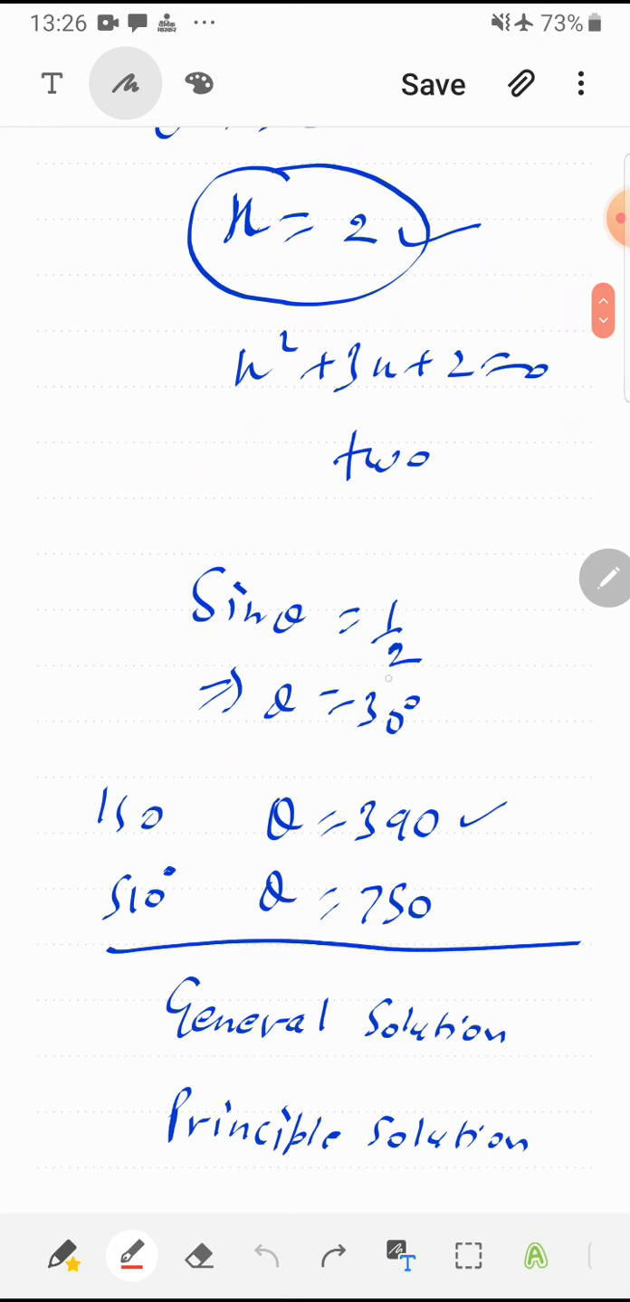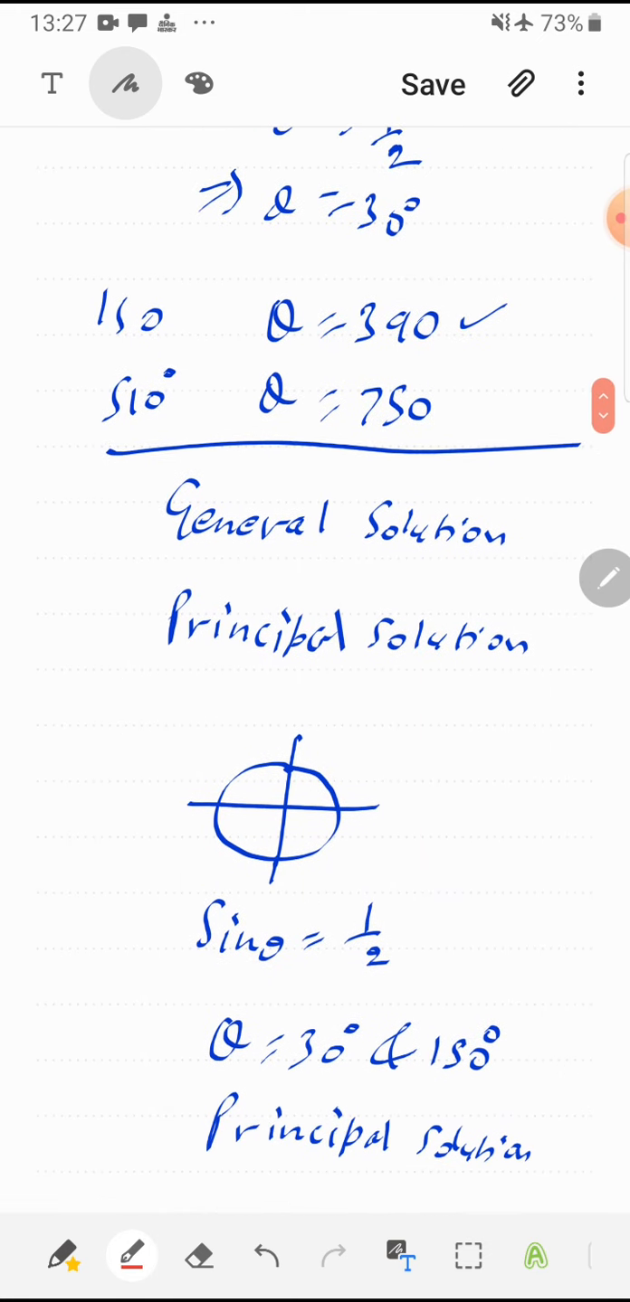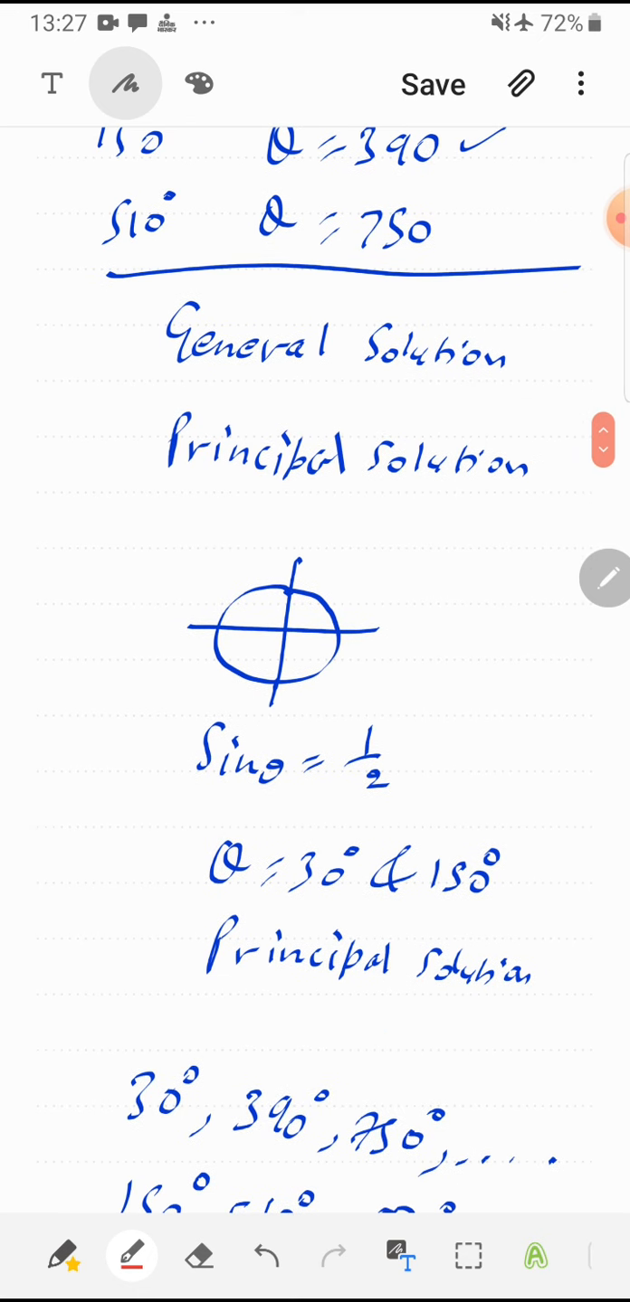For example, if sin theta is equal to half, then theta may be 30 degrees, maybe 150, and if I keep on adding 360 degrees to these angles, I can get infinitely many angles. So there can be two types of solution in a trigonometric equation. One is general solution and one is principal solution. A principal solution is a solution which lies between 0 to 360 degrees. Like if sin theta is equal to half, theta is 30 degrees and 150 degrees. So these two angles are principal solutions.